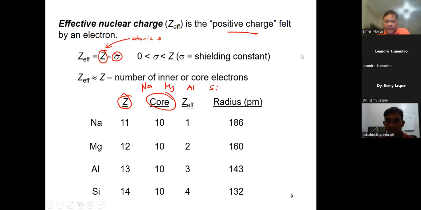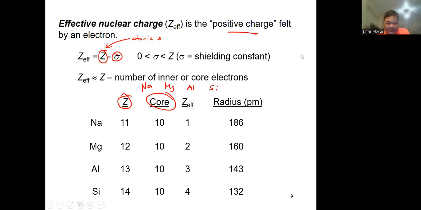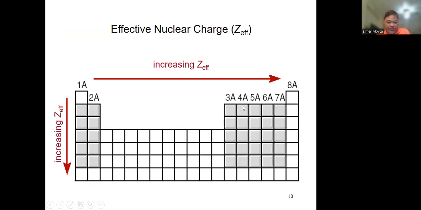It decreases, sir. Okay, so it decreases. So here you can look at, maybe from left to right, the trend of your radius decreases, or atomic size as they use in other books. So if you're going to look at the effective nuclear charge from left to right, it increases. From top to bottom, it decreases.